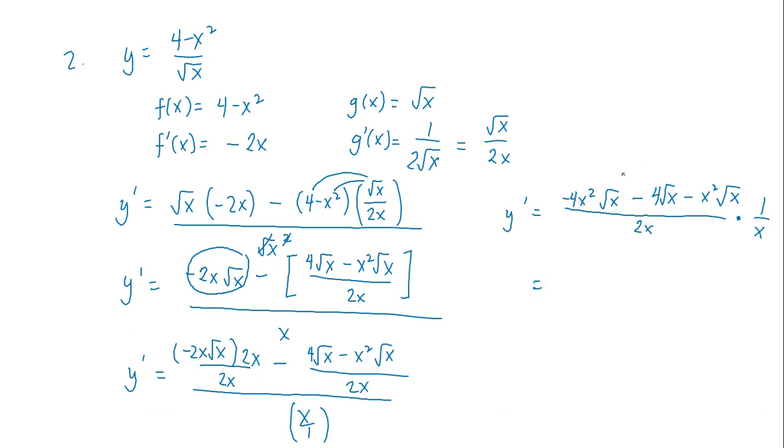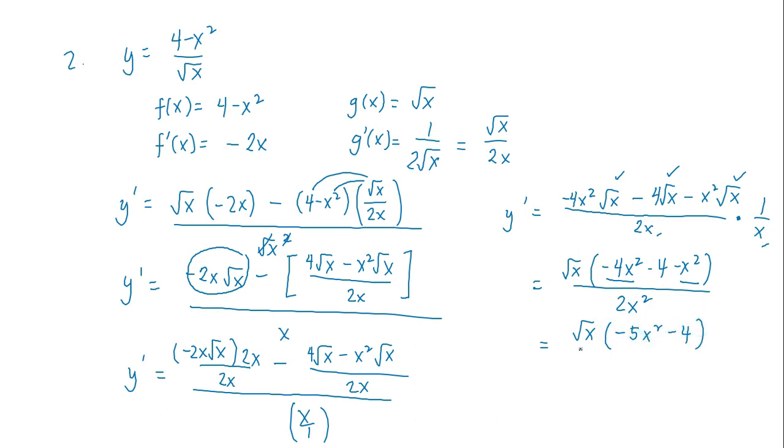So we have, kung napansin nyo, yung tatlo sa numerator, lahat sila ay merong square root of x. So, pwede nating i-factor out yung square root of x. Okay? So, ang matitira sa loob is negative 4x squared minus 4 minus x squared. Okay? And then sa baba, we have 2x times x. We have 2x squared. Okay? And then, napansin nyo, we can combine negative 4x squared and negative x squared. So, we have square root of x times negative 5x squared minus 4 all over 2x squared.